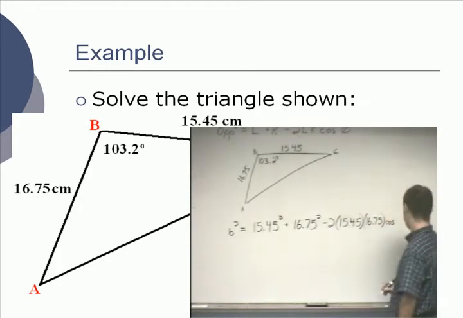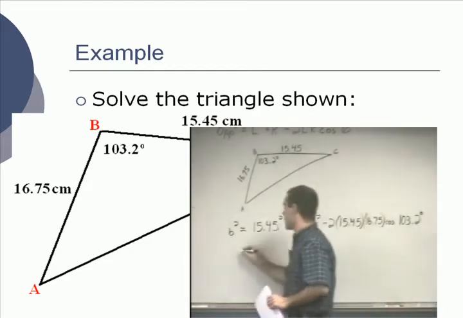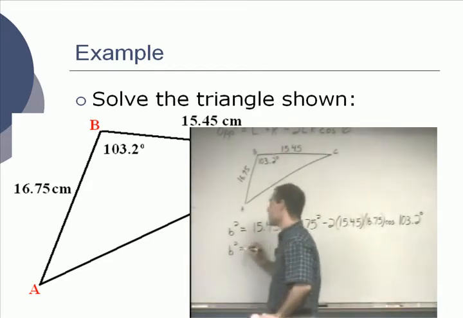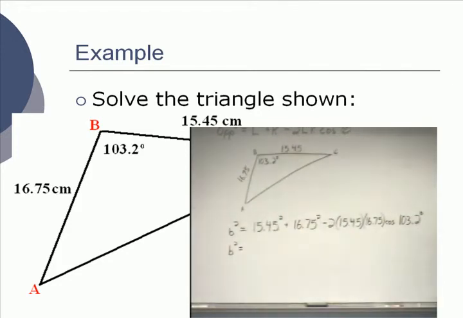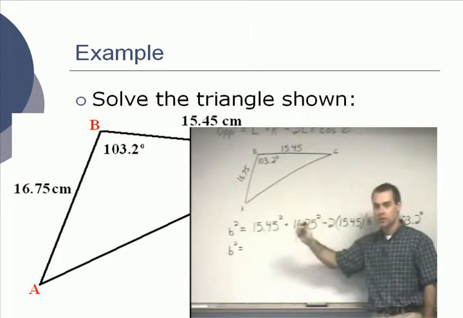times the cosine of 103.2 degrees. It is, but there's no algebra to do. It's all calculator work. So, just a tip for you, it's usually easier as far as the keystrokes on your calculator are concerned to do this part first. Okay? So do this part first, and then you can usually add on 16.75 squared and 15.45 squared just with a couple of keystrokes.